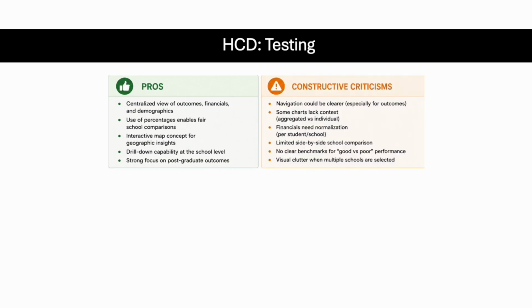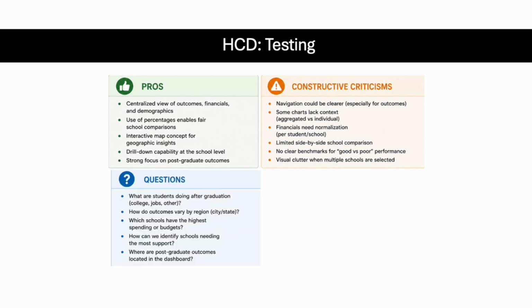outcomes. However, on the prototype, it was mostly noted that navigation needs to be clearer, especially for the outcomes of postgraduate. And a lot of the charts lack context. So, what did the data mean? What was showing up? And the financials needed more normalization. It was also limited in the side by side school comparison. So, essentially, we needed more information on the dashboard itself rather than having the user essentially guess or create their own decisions based upon what they're seeing.